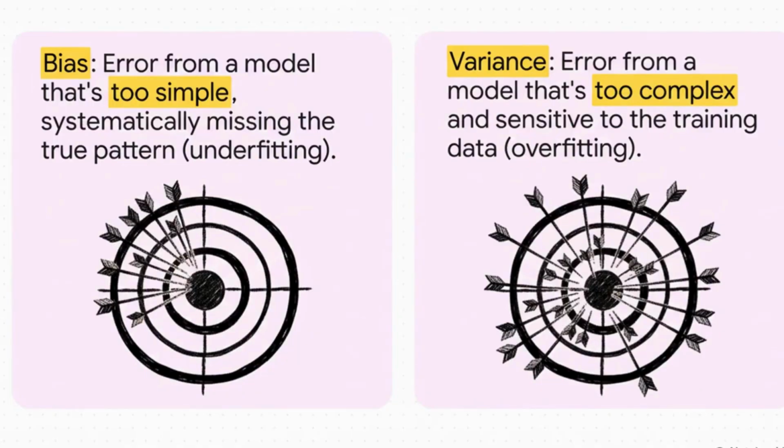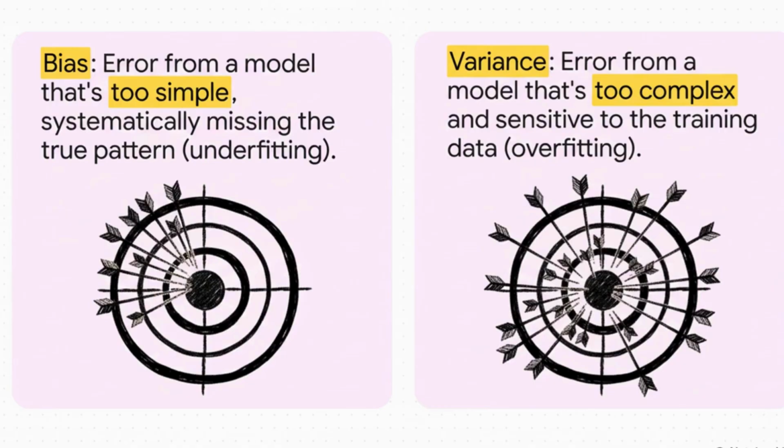So here's what it breaks down to. Your total error really comes from two different enemies. First, you have bias. That's the error you get when your model is too simple, when it's just underfitting. It's consistently wrong in the same way because it just doesn't get the real pattern. Your other enemy is variance. That's the error from a model that's too complex and overfits. It's way too sensitive to the random noise in your training data, so its predictions are all over the place.